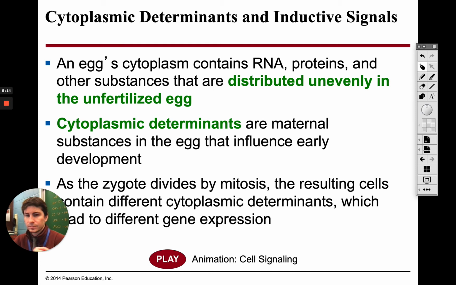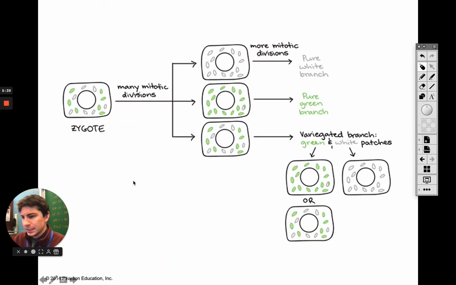All right. So we have these things called cytoplasmic determinants in the egg. They are all going to be maternal. They're not going to be paternal. In other words, you are going to get these cytoplasmic determinants in your cells from your mom only. Okay? And I got a few examples of cytoplasmic determinants to go over with you.